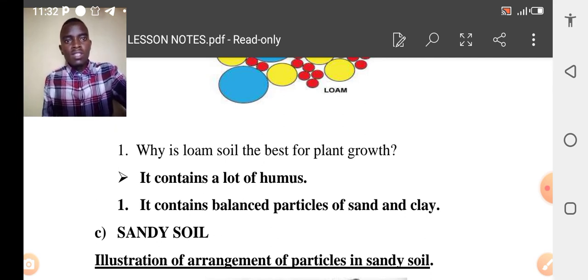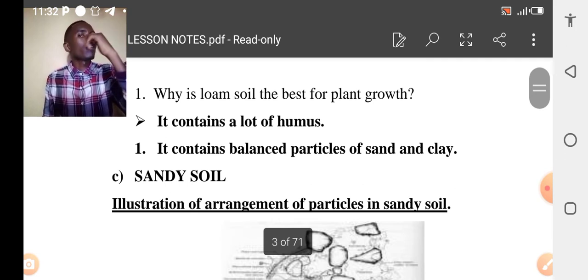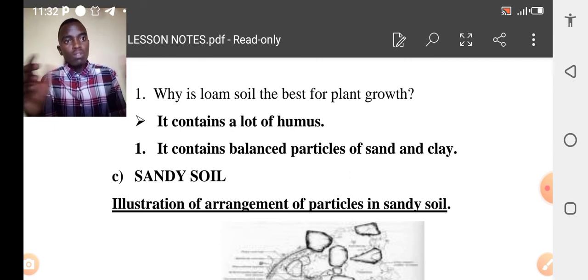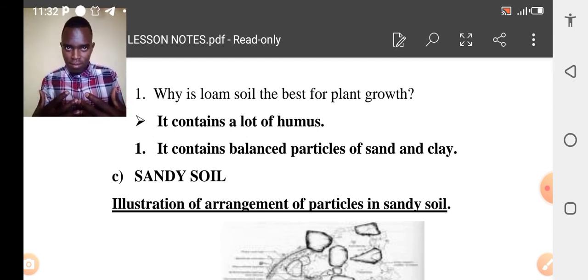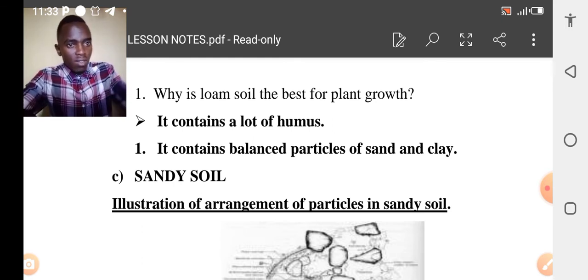So it contains a lot of humus, means it contains a lot of manure. You know that manure is the mixture of decaying matter. So let us continue. If you understand, or if we are together, let us continue about sand soil.